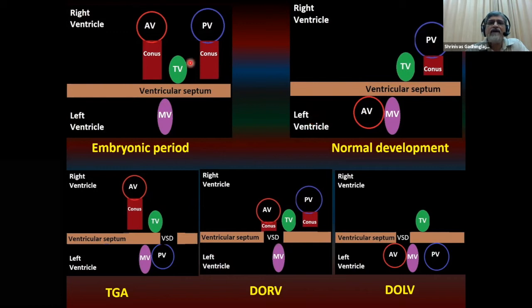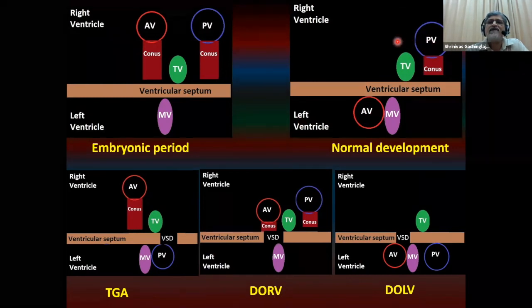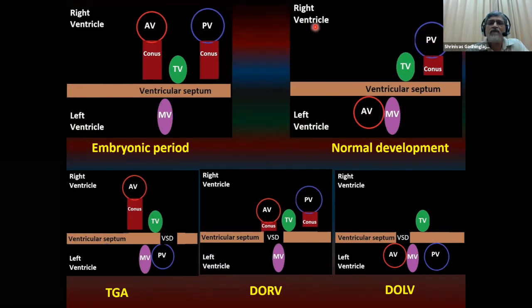During normal development, the subaortic conus is resorbed. So what happens? The aortic valve is in continuity with the mitral valve. So the aortic valve is committed to the LV, and the subpulmonary conus persists. So the pulmonary artery is committed to the RV. This is a normal condition.